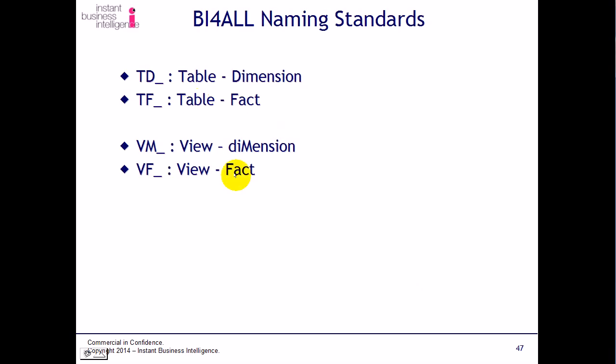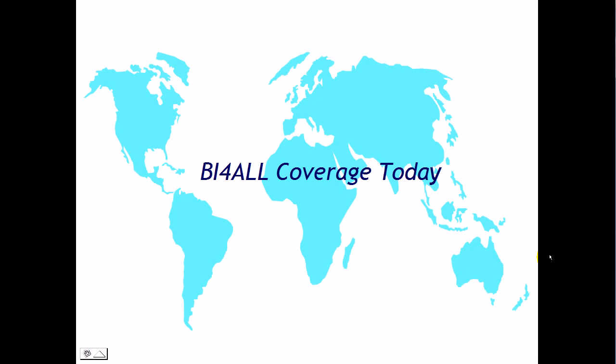So the naming standards, when we start showing you physical things: TD means table, dimension, TF means table, fact, VM means view, dimension, and VF means view, fact, in the standard model as it comes out of the box. And we'll go into that more.